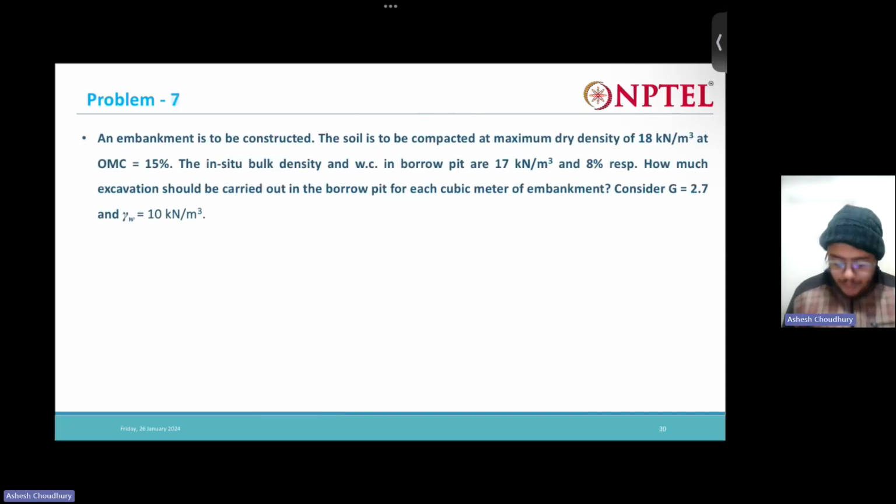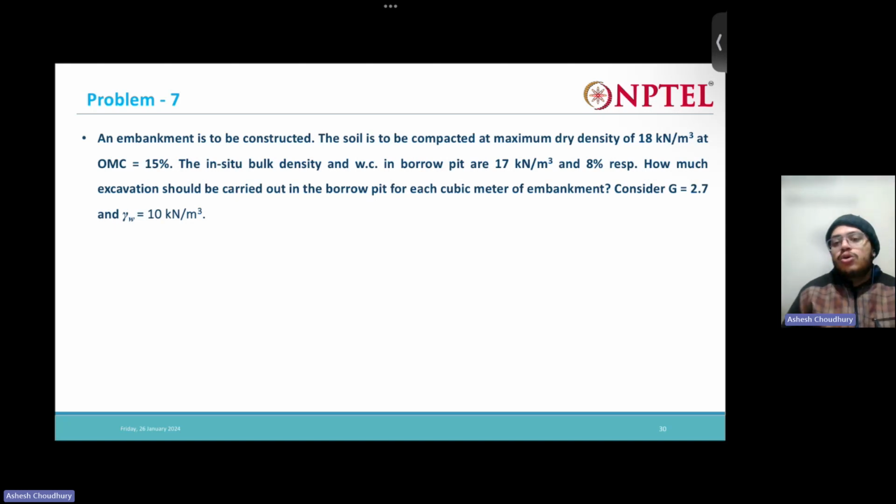Okay, next is the borrow pit problem. An embankment is to be constructed. The soil is to be compacted at a maximum dry density of 18 kilonewton per meter cube at an optimum moisture content of 15%. That is, at 15% moisture content, we need to compact it. The in situ bulk density and water content of the borrow pit are 17 kilonewton per meter cube and 8% respectively. How much excavation should be carried out in the borrow pit for each meter cube?